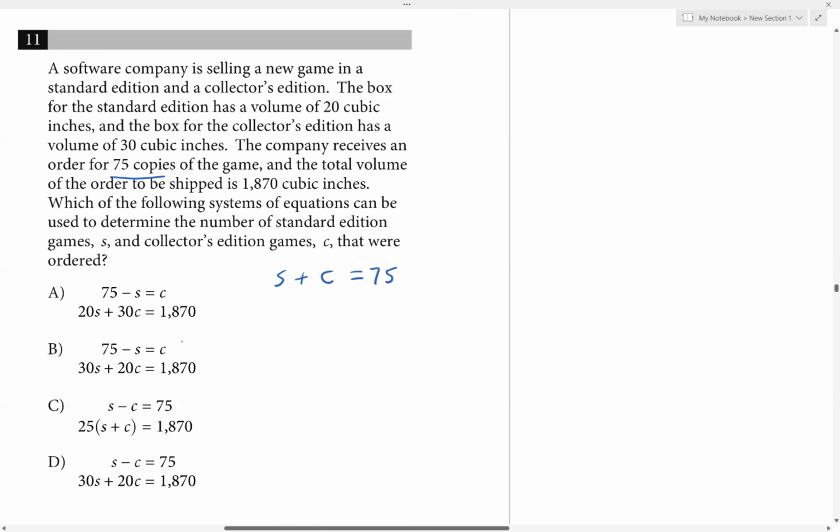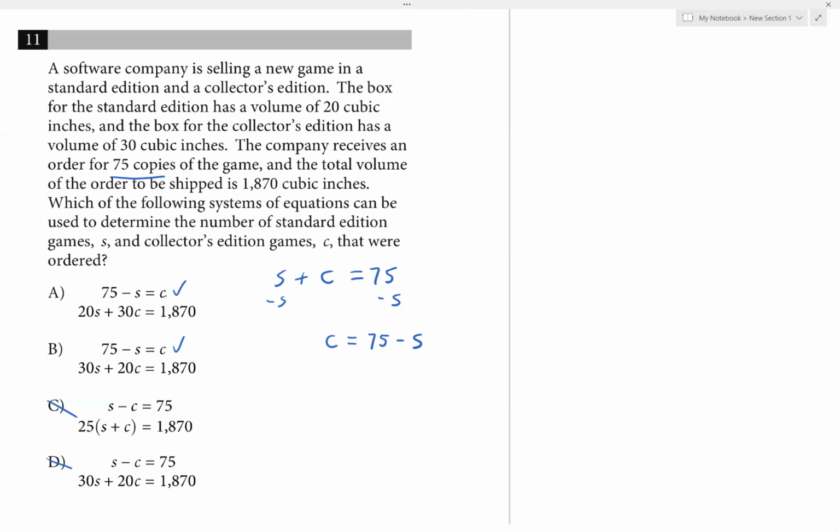But if you look at the answer choices, we don't have an exact match. We know it's definitely not C and D, because it's not S minus C. It should be S plus C. But for A and B, we can rearrange the equation. If we subtract S from both sides, we get C equal to 75 minus S, or 75 minus S is equal to C. So that matches the first equation. A and B should be good. The first equation is equivalent; it's not exactly what we wrote first, but we can rearrange it into that form.